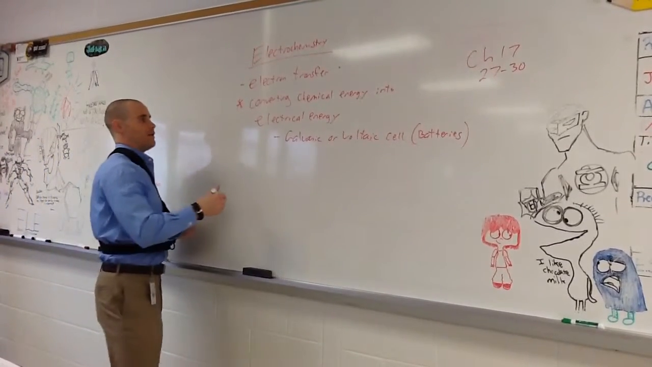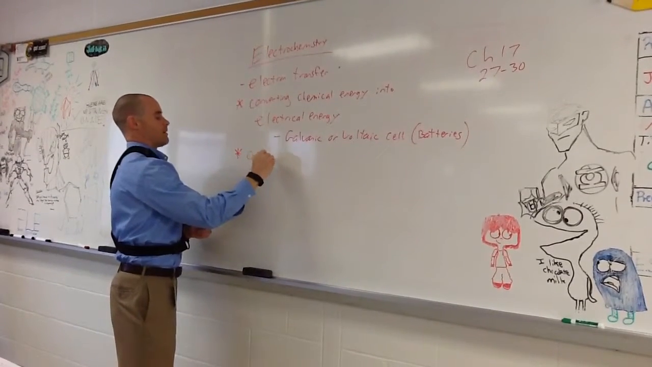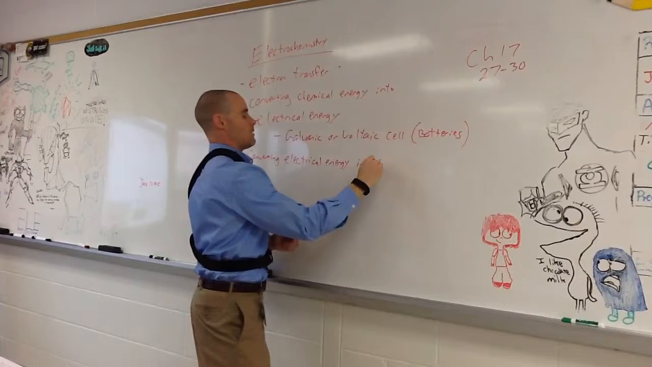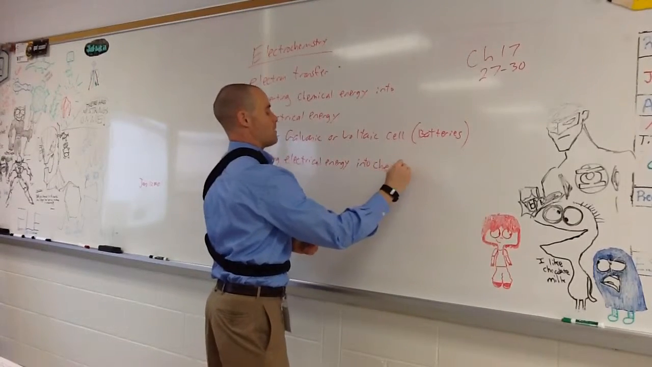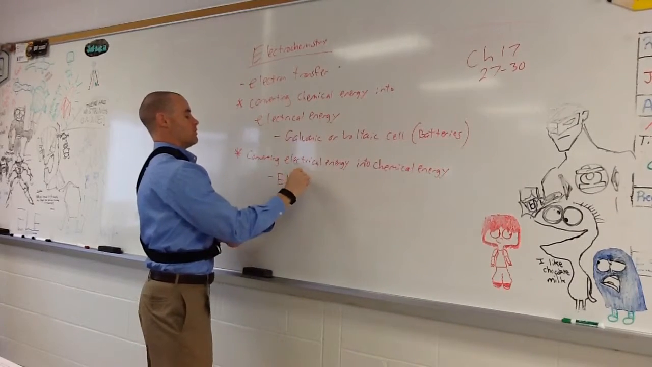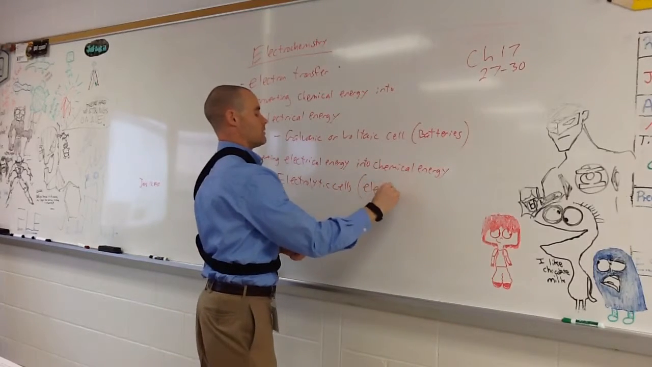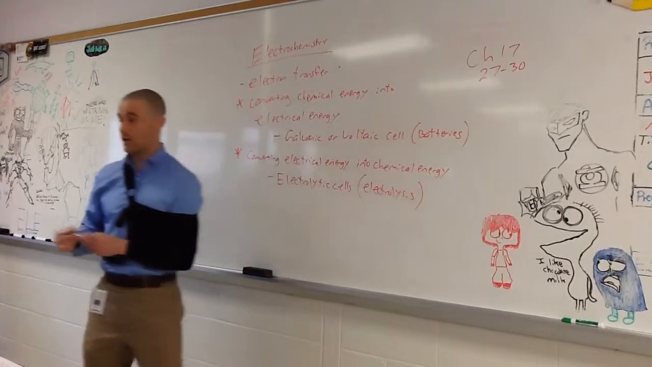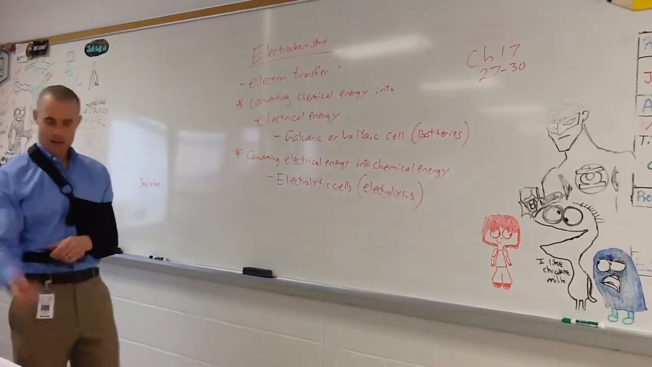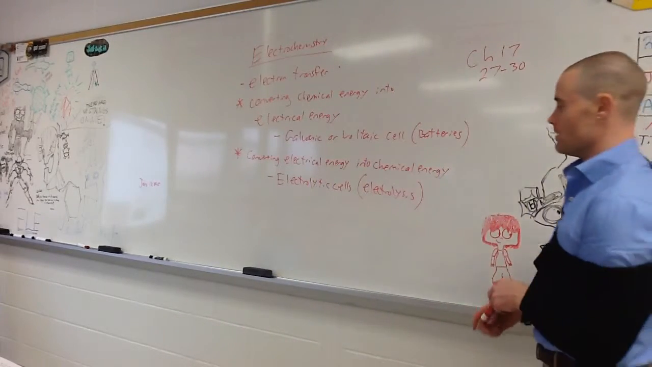And then the other way to look at this is the opposite. Converting electrical energy into chemical energy. And that's electrolytic cells. Electrolysis is how we really do that. Running electricity through water, for example. James is trying to perfect that. Running electricity through salt water or just molten salt. I mean, we're not going to do that, but it can be done.